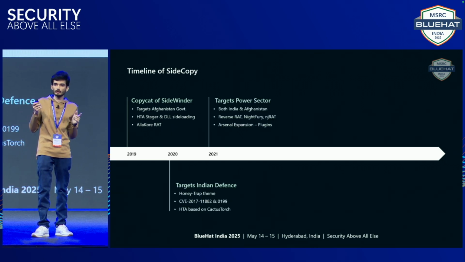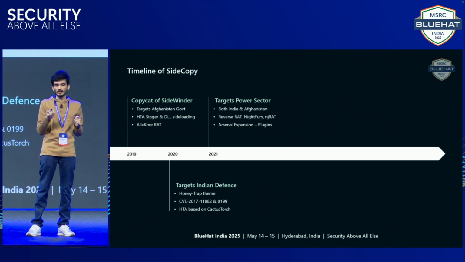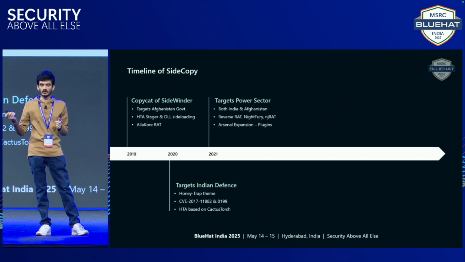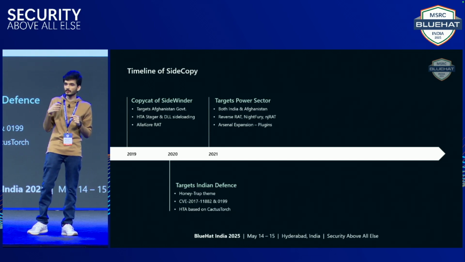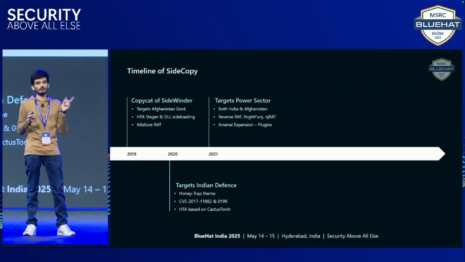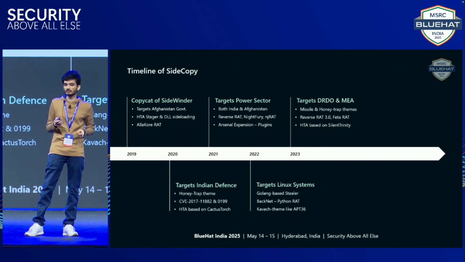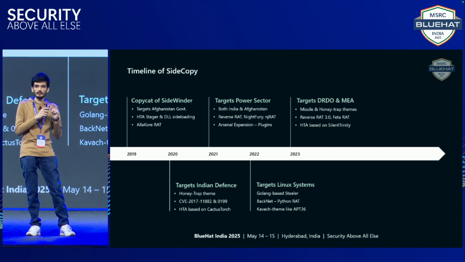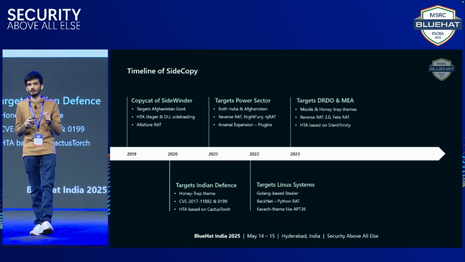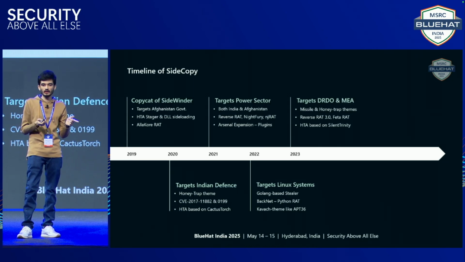Later, in 2020, we saw it start to target the Indian defense sector with very well-known exploits for template injection using the same HTA-based stager. In 2021, we saw it pivot to target the power sector in both India and Afghanistan with its custom in-house payloads known as Reverse RAT and Night Fury, and it also expanded its arsenal with various plugins. Continuing to 2022 and 23, it started to target Linux-based systems with a Golang-based stealer and APT36-related Kavach-themed lures, and then it also started to target specifically DRDO and the Ministry of External Affairs of India with various lures related to honey trap themes, missiles, and so on.